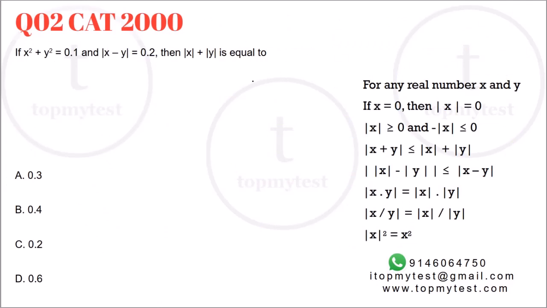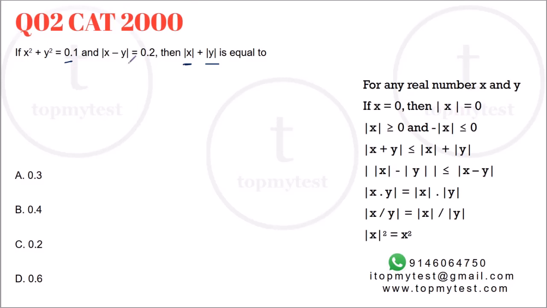The second question basically uses the properties of modulus almost directly. It says if x square plus y square is equal to 0.1 and modulus of x minus y is equal to 0.2, then what is the value of mod x plus mod y? It's from a pretty old CAT paper, right?